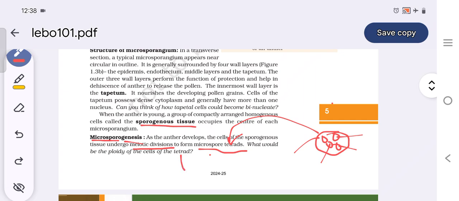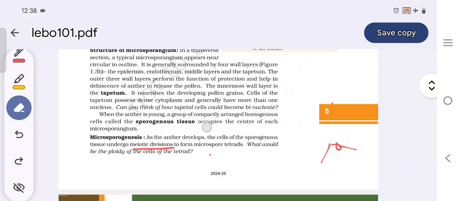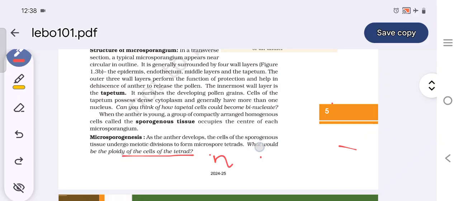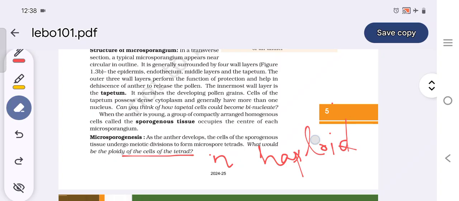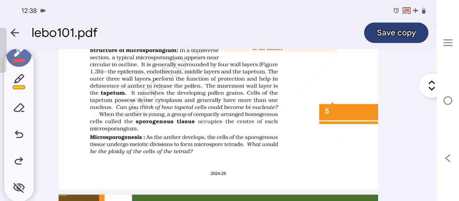What would be the ploidy? Look at the important question there. What would be the ploidy of the cells of tetrad? It would be N, that is haploid, always, because these are the gametic cells after meiosis. Since you have a clue there, meiotic division forming the tetrad, that means the ploidy of tetrad would be haploid. That's it regarding the microsporogenesis.